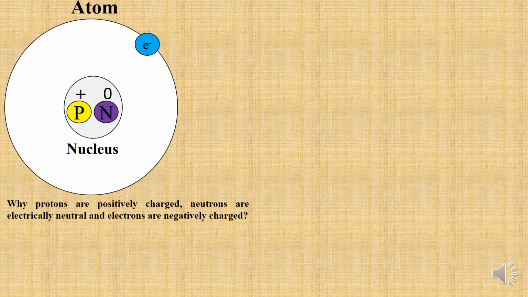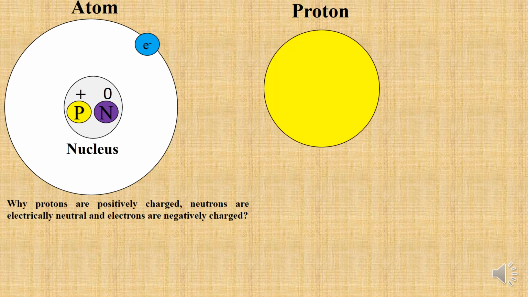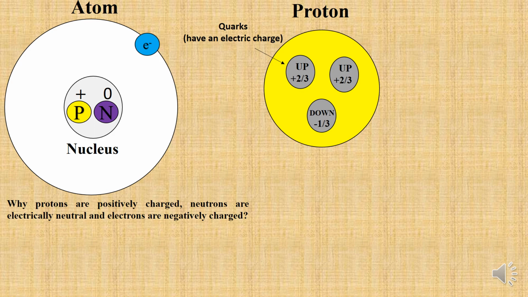Why are protons positively charged, neutrons electrically neutral, and electrons negatively charged? Now the answer to this question lies within the subatomic particles. In case of proton, we find another set of subatomic particles called quarks, and these quarks have an electric charge. Proton has two up quarks and one down quark.